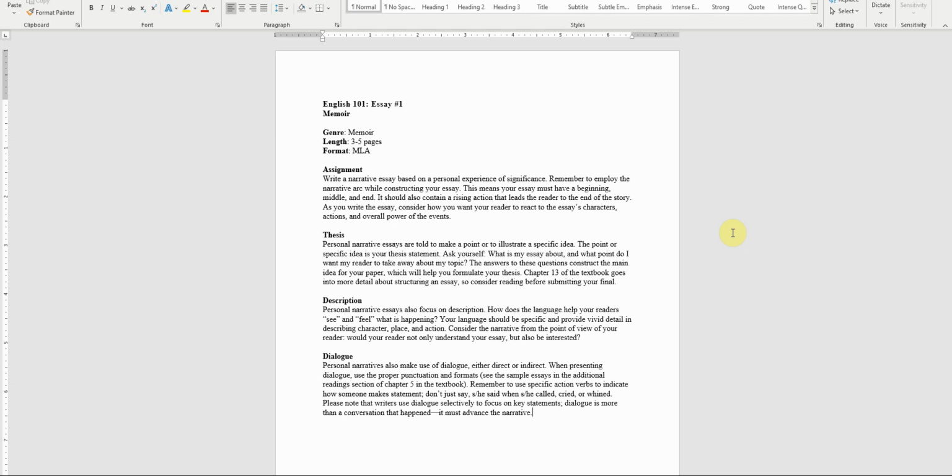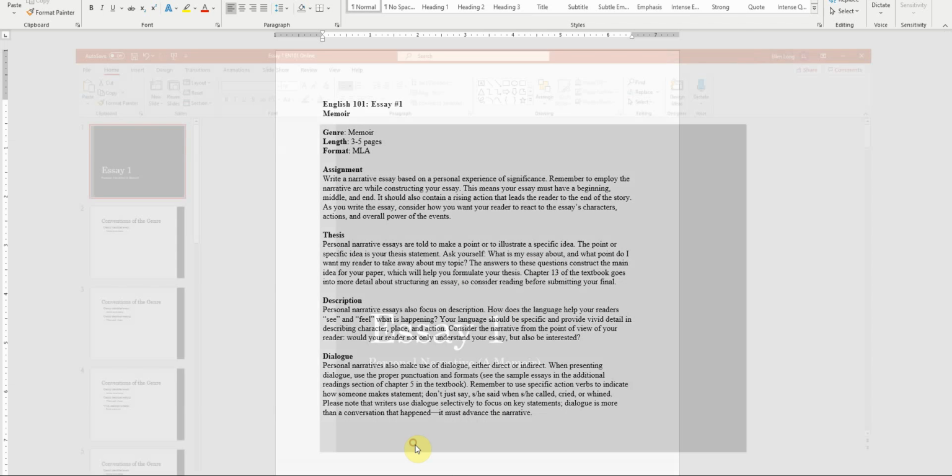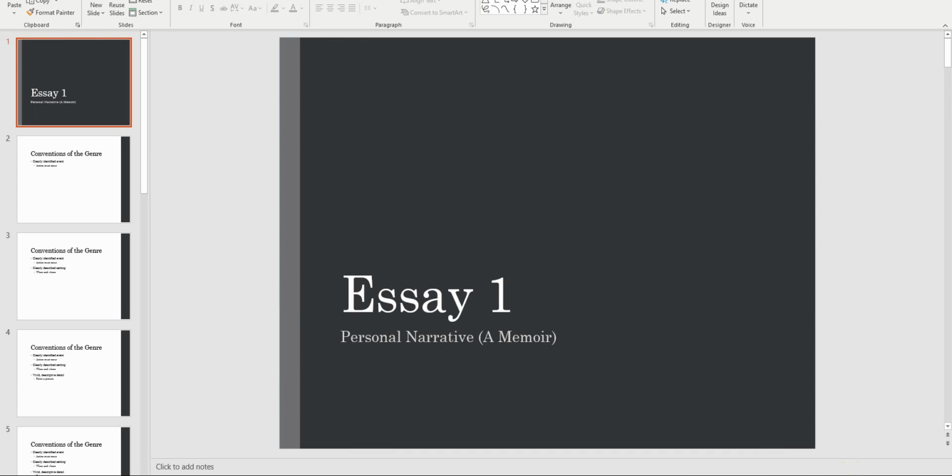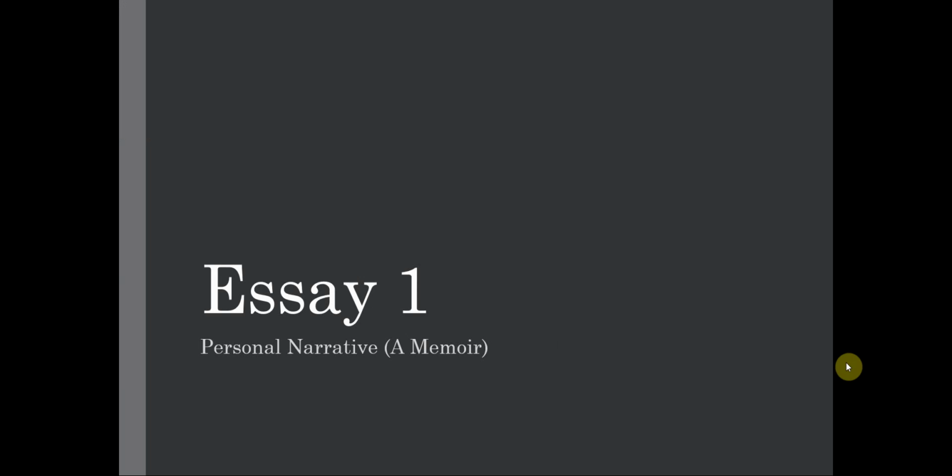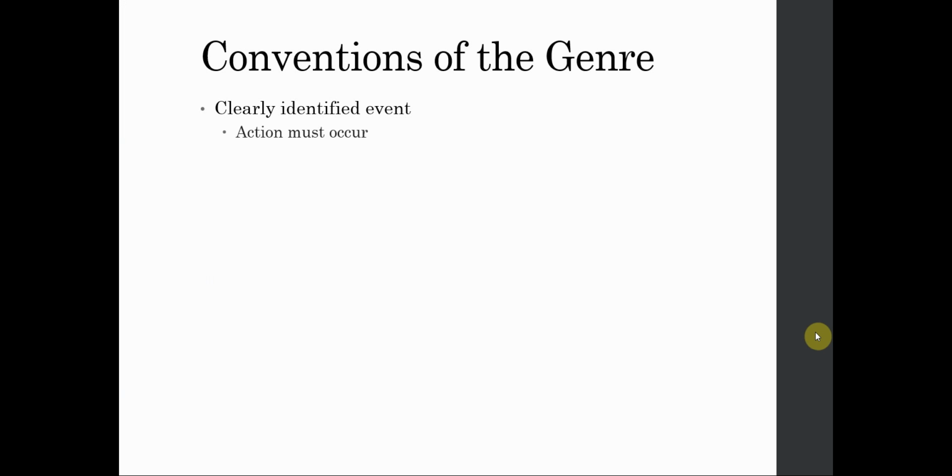As always, there are going to be references to different sections of the textbook to help you identify where you can find more information on these topics. Okay, let's go into a brief lecture and learn more about writing that personal narrative, about writing your memoir for this course. A few conventions of the genre of memoir will be a clearly identified event. This is the action that occurs. A clearly described setting. Your story needs to take place somewhere, and that setting should be tied to the story itself.